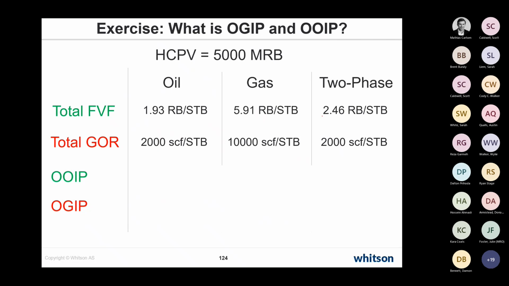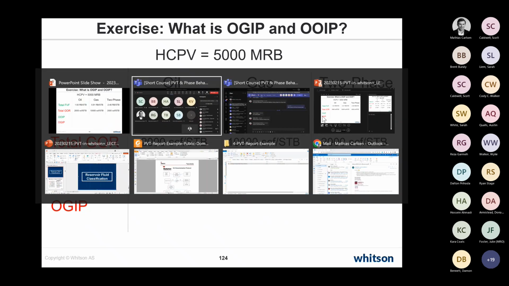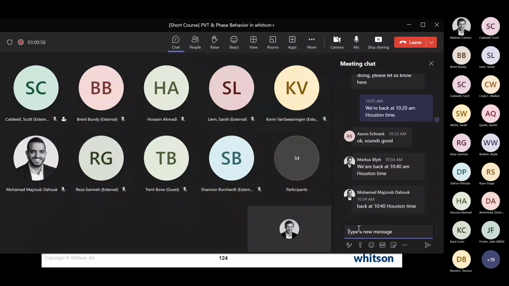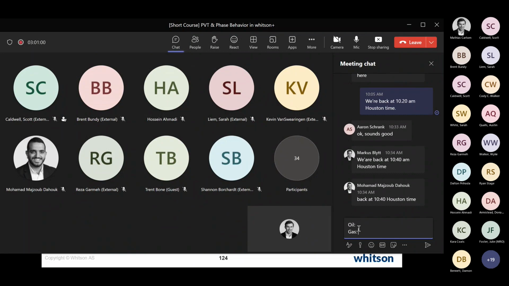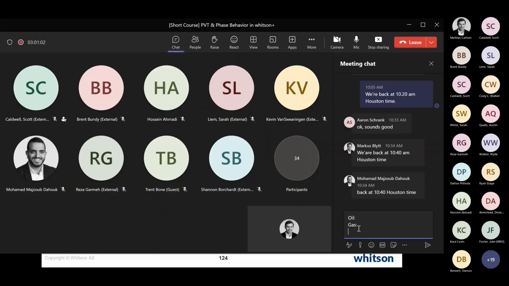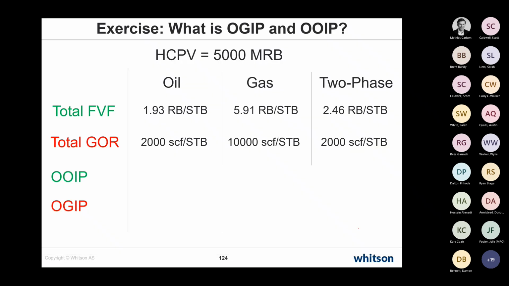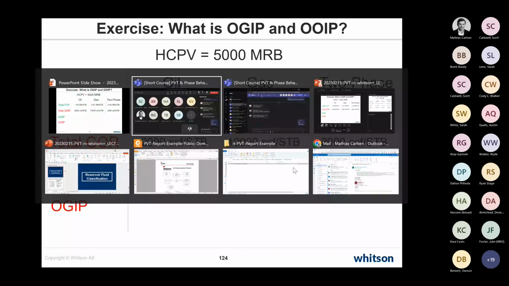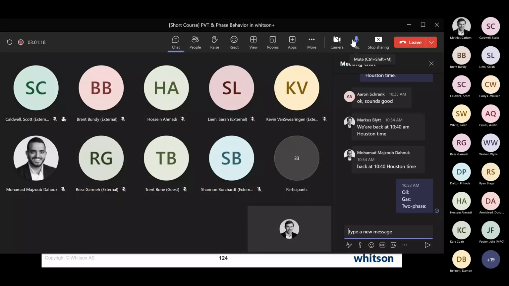So that will be a quick exercise now, and I would like everybody to write just quickly in the chat the numbers that they come up with. Just for the oil case, the gas case, and the two-phase case, can we come up with the oil in place and gas in place numbers? Just X, Y, Z on these. I'll give everybody a couple minutes for that.